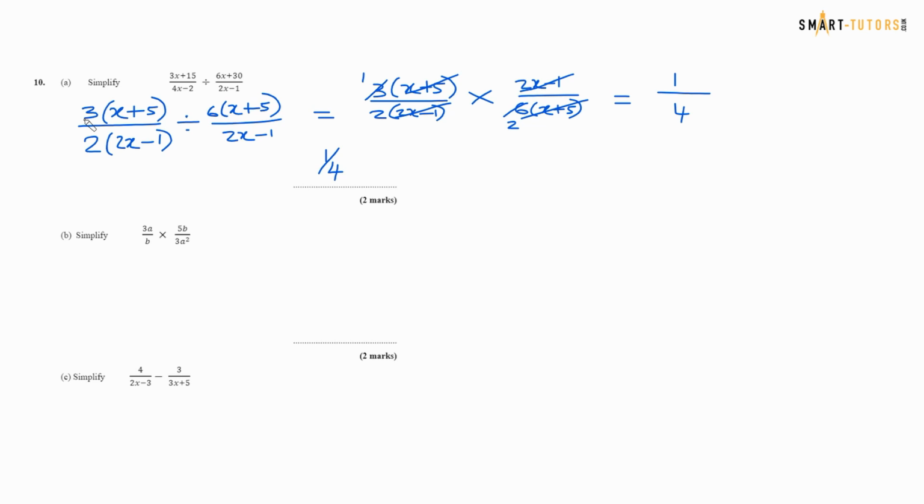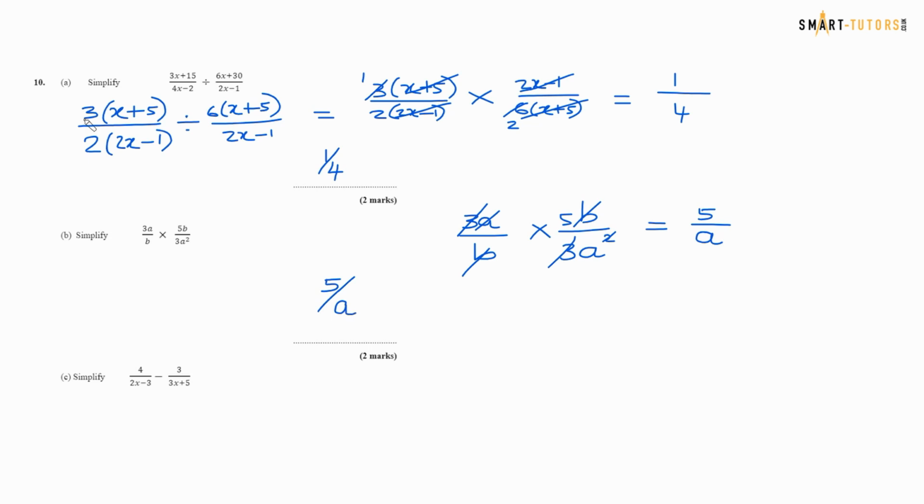B part, 3a over b times 5b over 3a squared. I can cancel the 3 and 3, b and b, and a and a. So I'm left with 5 over 1a. So the answer is 5 over a.